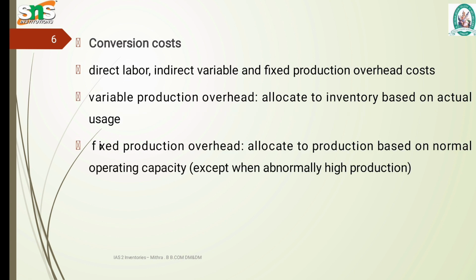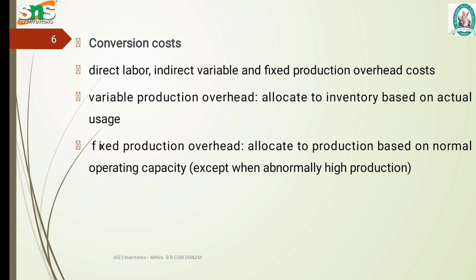The next thing is conversion cost. It includes direct labor, and indirect variable and fixed production overhead costs. Variable production overheads are allocated to inventory based on actual usage, and fixed production overheads are allocated to production based on normal operating capacity. This is known as conversion cost.